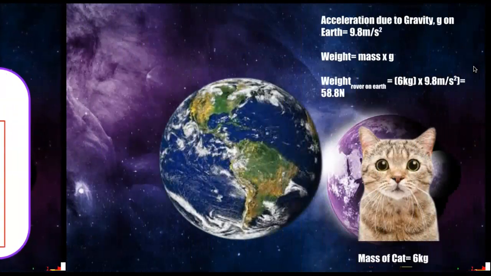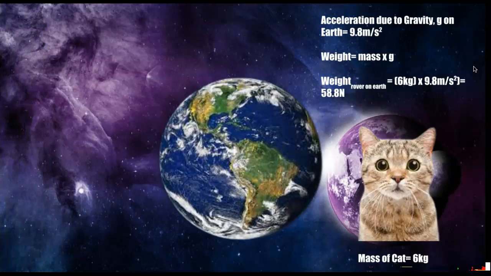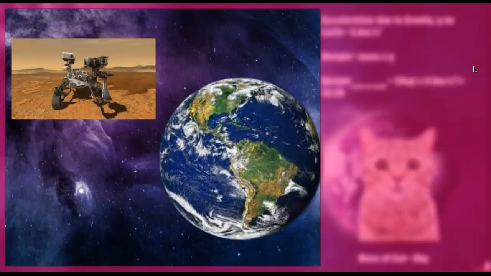Now let's look at a couple examples to make that weight concept make a little bit more sense. First, let's think about the Perseverance rover on the surface of Earth, before it got launched out into space to rove Mars for signs of life. The mass of the Perseverance rover is 1,025 kilograms. That is about 2,260 pounds, because we don't think in kilograms.